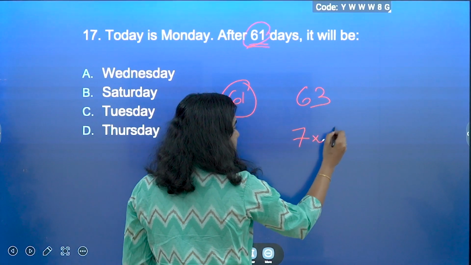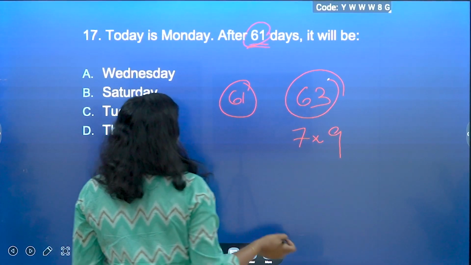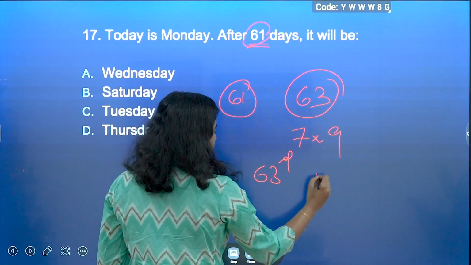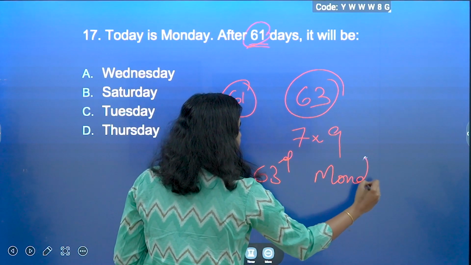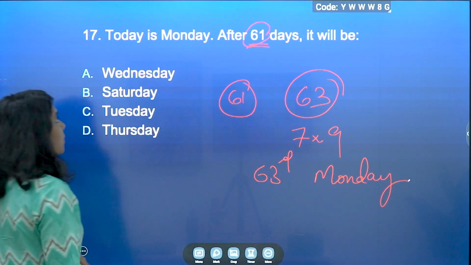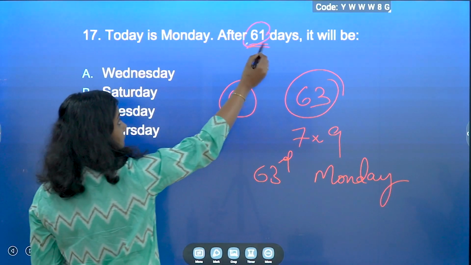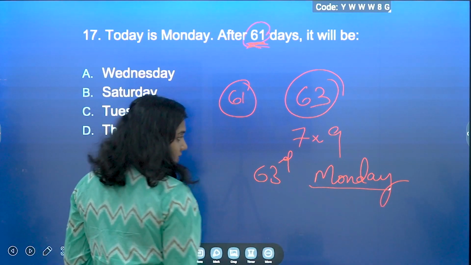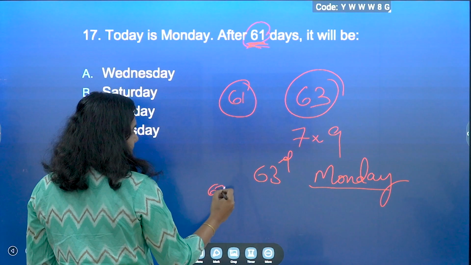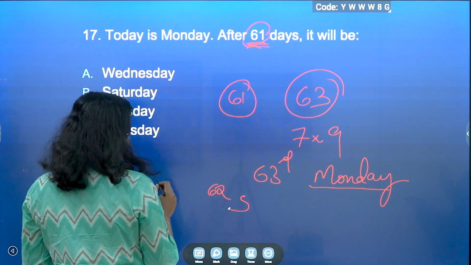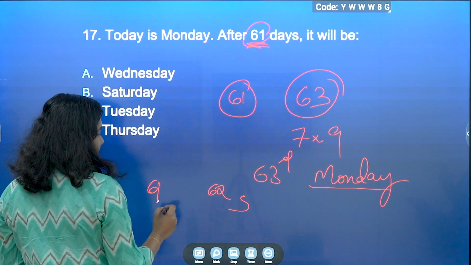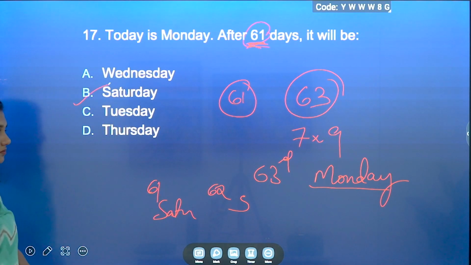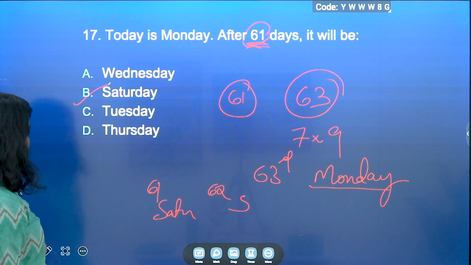7 into 9 is 63. So 63 is divisible by 7, which means the 63rd day will be Monday. Now we want to find out which day will be after 61 days. So if Monday is the 63rd day, then the 62nd will be Sunday, and after the 61st it will be Saturday, right? So our answer is Saturday. Okay, I hope it's clear for you.